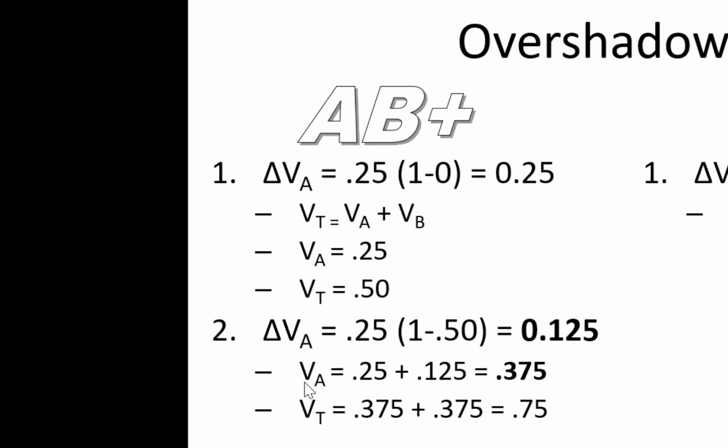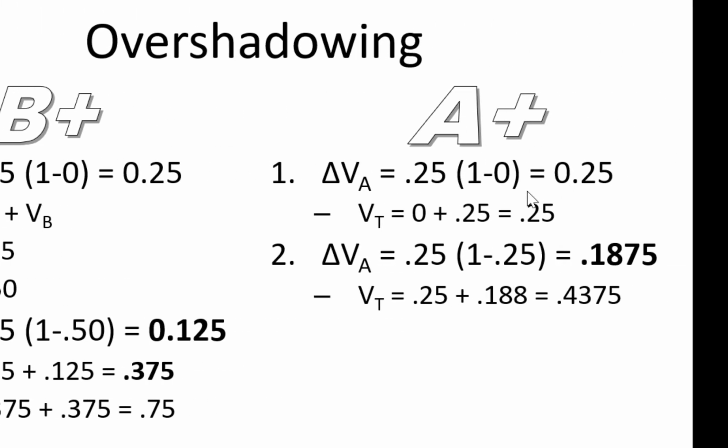So now what's VA? It's 0.25, because that's what it learned on the first, plus what it learned on the second, 0.125. So on the second trial, the associative strength, which can range from 0 to 1, is now up to 0.375. But the total, we add them together. Let's look at this on the second trial by itself. 0.25 times 1 minus 0.25 is 0.1875.